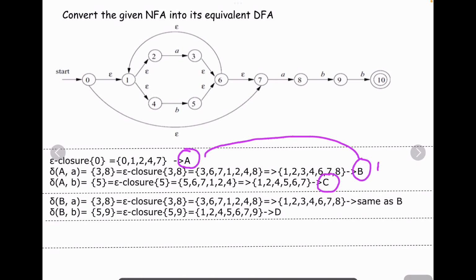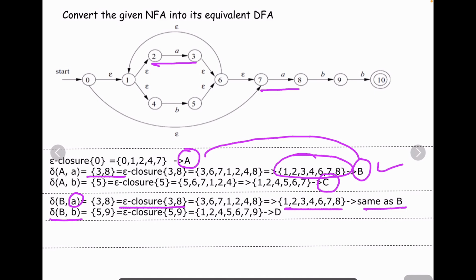Once you understand this, let us move on. From A you get new states B and C. Then you have to find the transitions for B. Delta of B comma a: B is 1, 2, 3, 4, 6, 7, 8. Where do you get the transition on a? 2 on a is 3 and 7 on a is 8, since 2 and 7 exist in set B. Again you have to find the E-closure of 3 comma 8, which you already computed: 1, 2, 3, 4, 6, 7, 8, which is similar to B, so you can rename it.